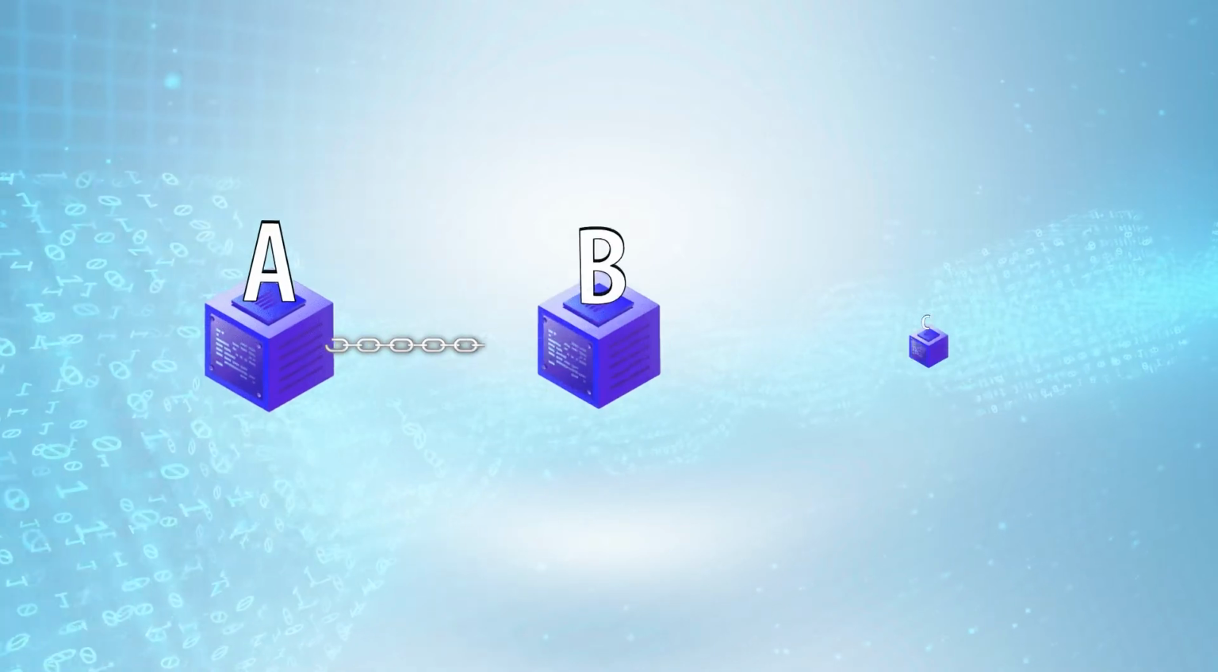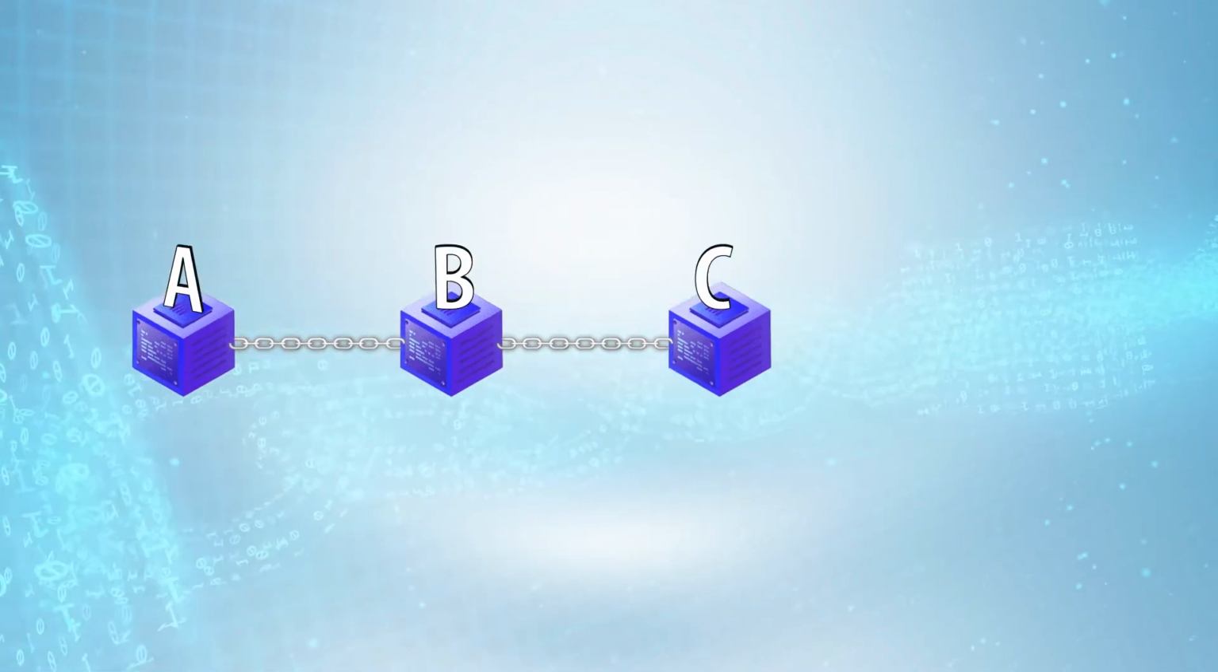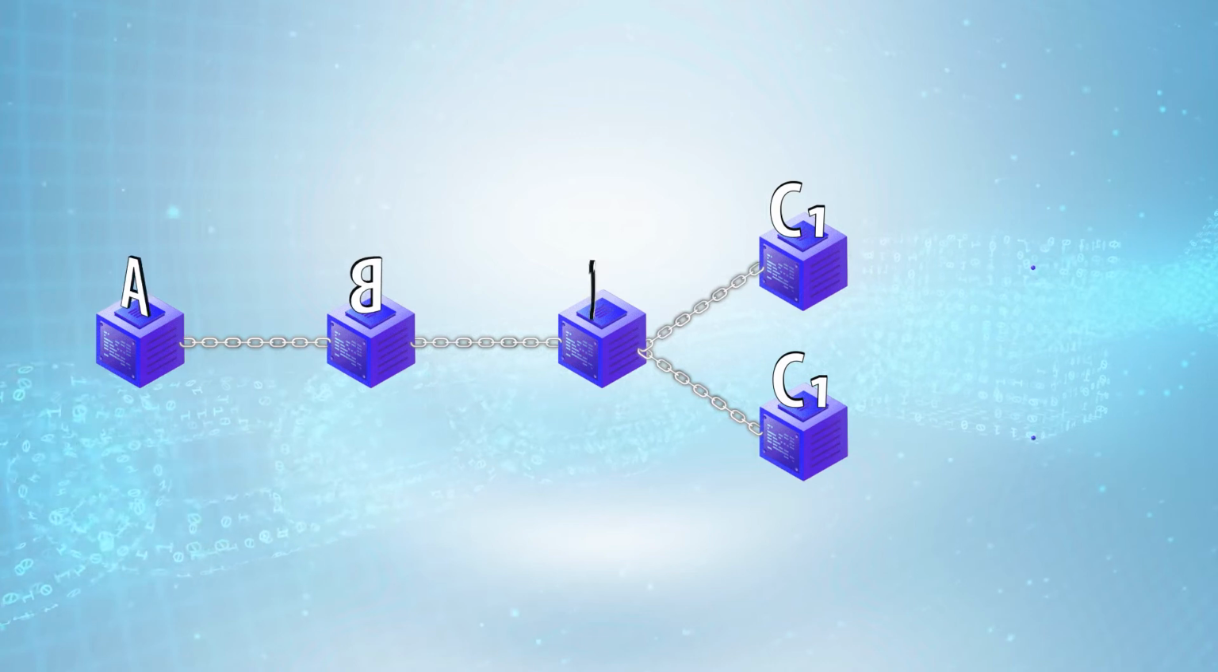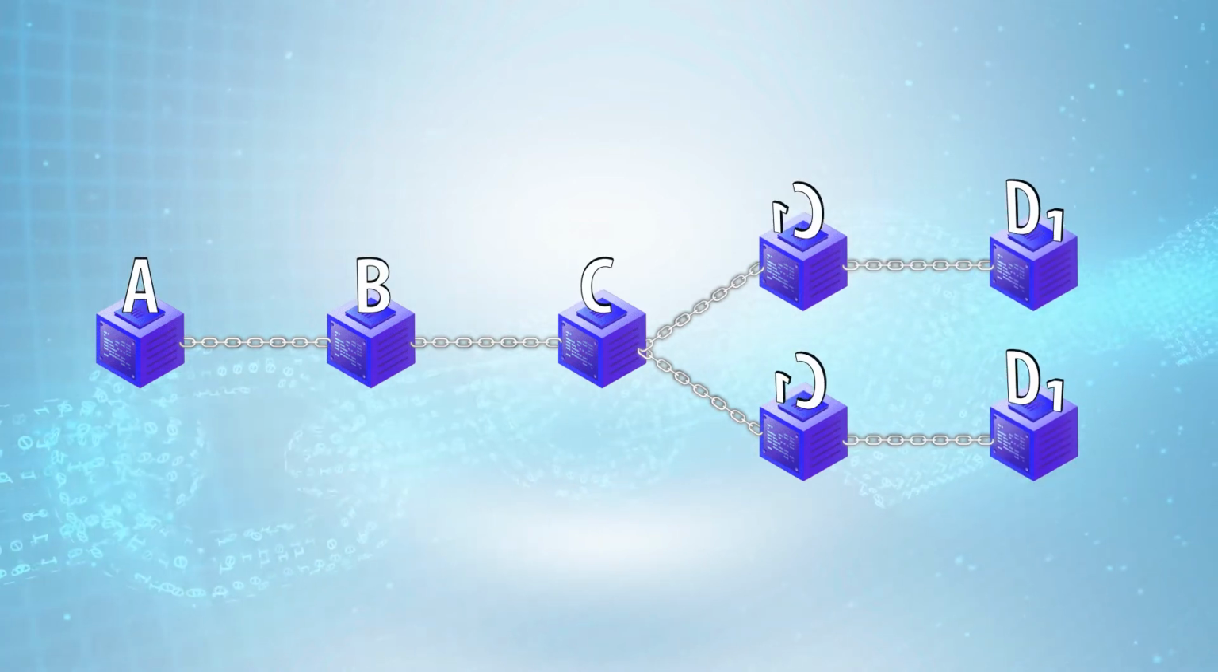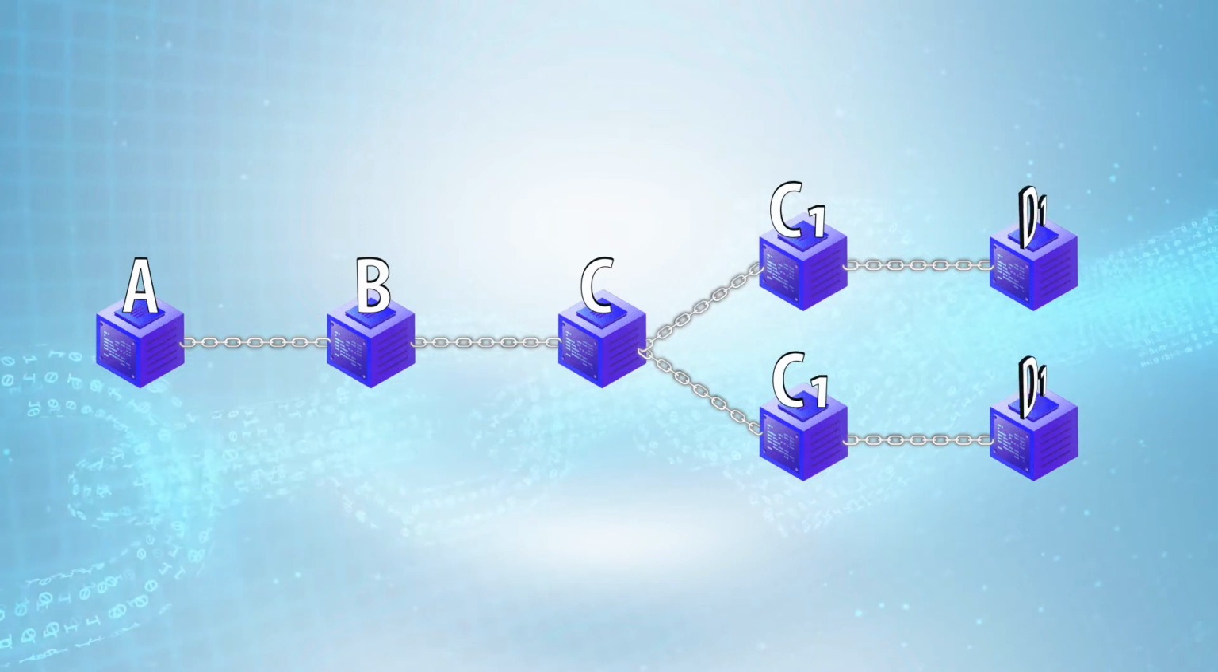Now, another concept of blockchain that you need to understand is the concept of forking. What is a fork and why does a fork occur on a blockchain? In a blockchain, the data is stored in the blocks and then the blocks are added one after another, forming a chain. Every block is connected or referenced to its preceding block.